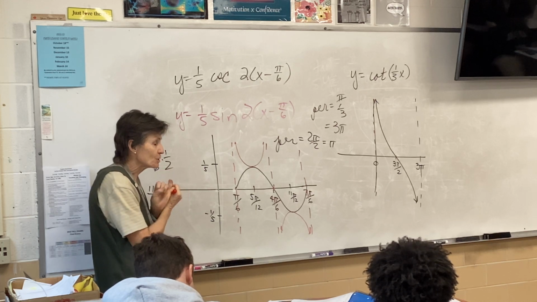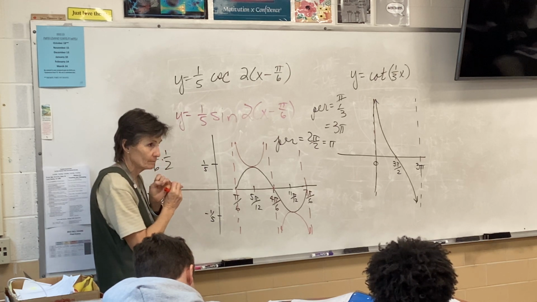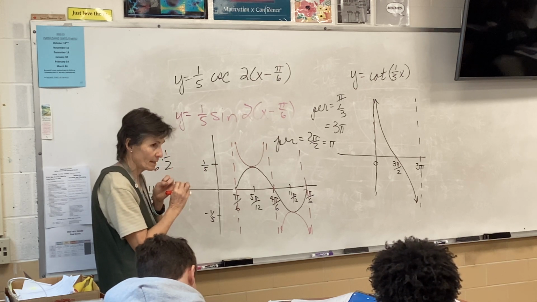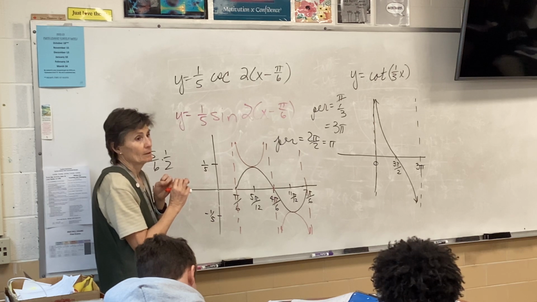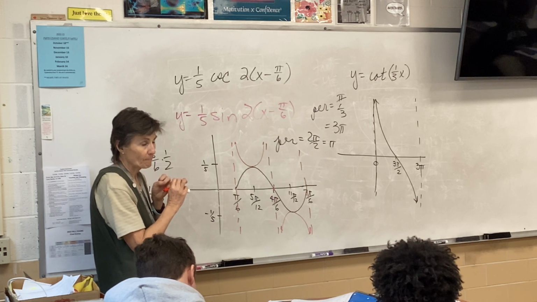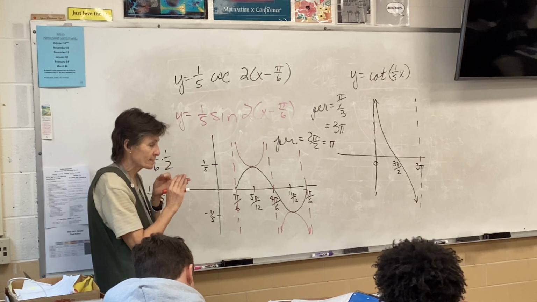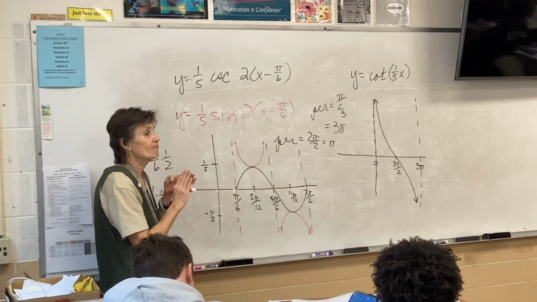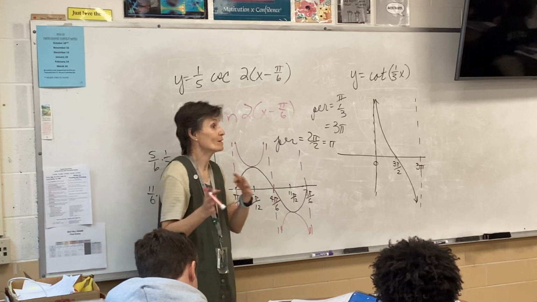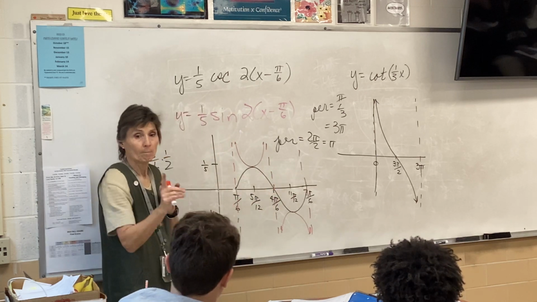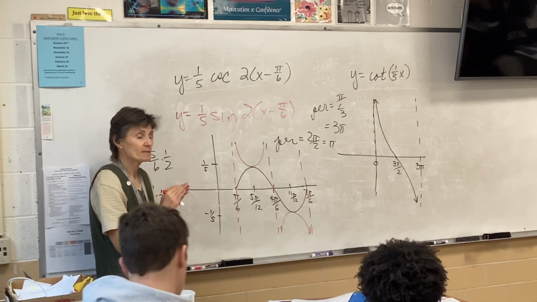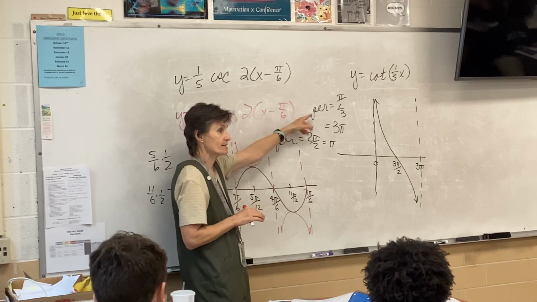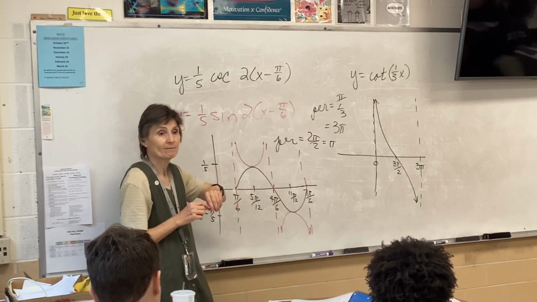What is the amplitude of the red curve? Doesn't exist. What is the period of the red curve? Pi. What is the frequency of the red curve? 1 over pi. What is the phase shift or horizontal shift? Pi over 6. What is the vertical shift? 0 or none. You don't have one. Haven't moved it up or down.